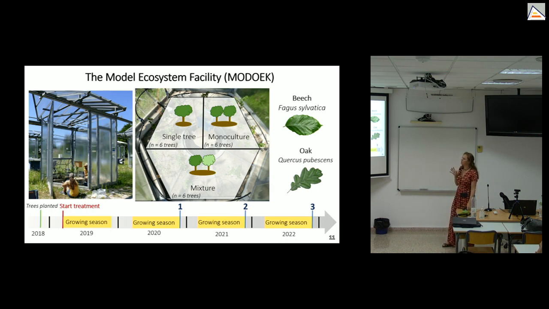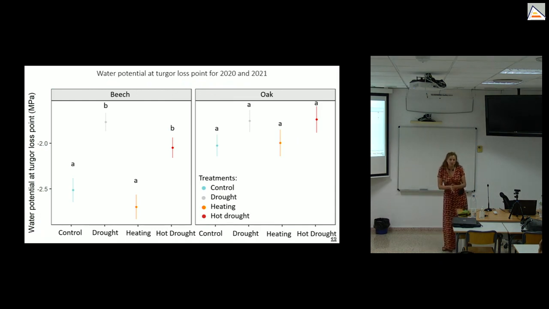So now I will present to you one of my main results. Here you can see the water potential at turgor loss point for the years 2020 and 2021. The 2 years are compiled and put together, and also all the species mixtures, because the statistical test didn't show any species interaction effect. And you can see the water potential at turgor loss point, which represents the hydraulic stress at which the leaf loses its turgor and cannot do any physiological function.